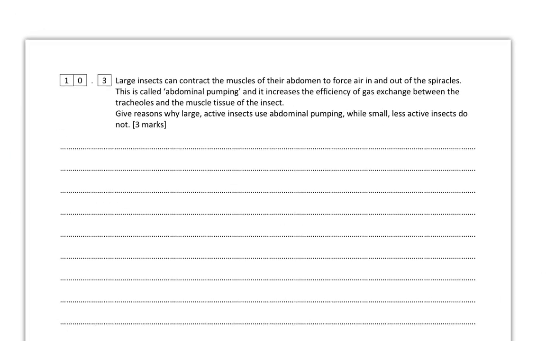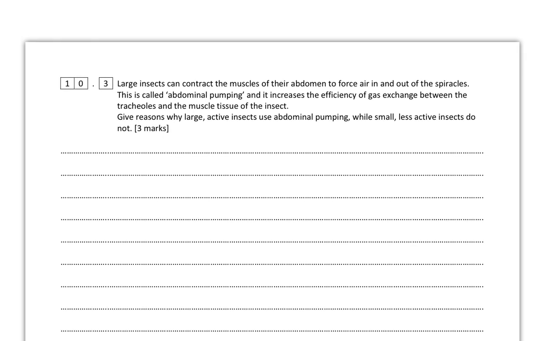And then large insects can contract the muscles of their abdomen to force air in and out of the spiracles, called abdominal pumping, which increases gas exchange efficiency. Give reasons why large active insects use abdominal pumping, while small, less active insects do not. So I've got large versus small, active versus inactive. So let's do the large first. So large insects have a smaller surface area to volume ratio.